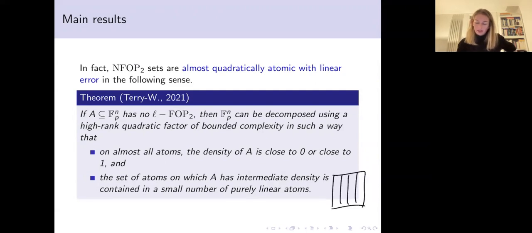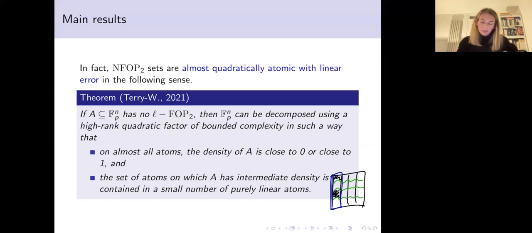So here is my linear part of the factor with an overlying quadratic part. What the NIP2 result says is that we have a small number of error atoms where we don't get this nice 0, 1 density. But what the NFOP2 result says is that actually all of the error atoms are contained in a small number of linear parts here. Okay, so there's additional structure to the error.